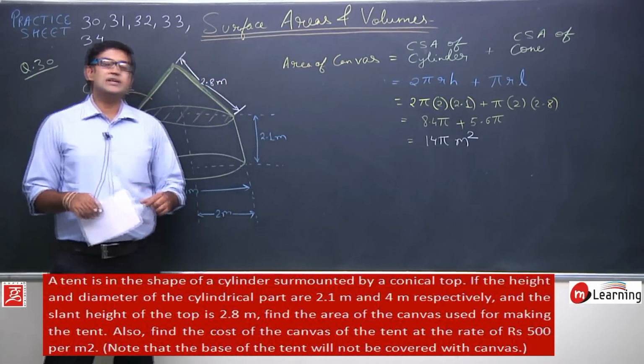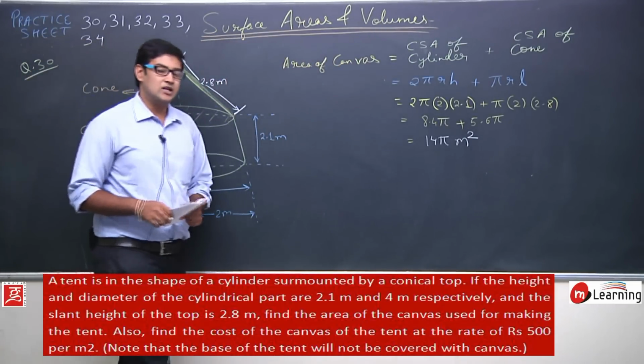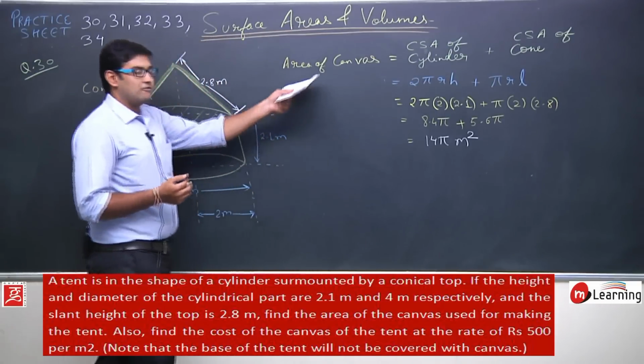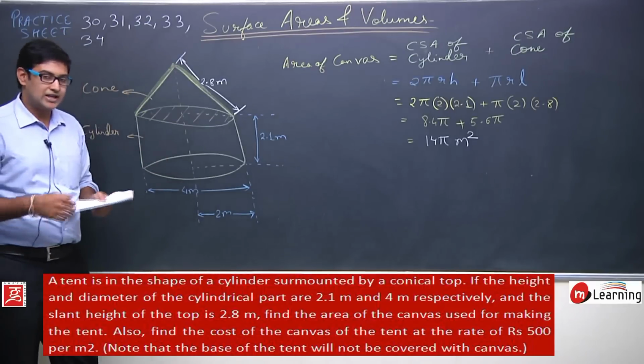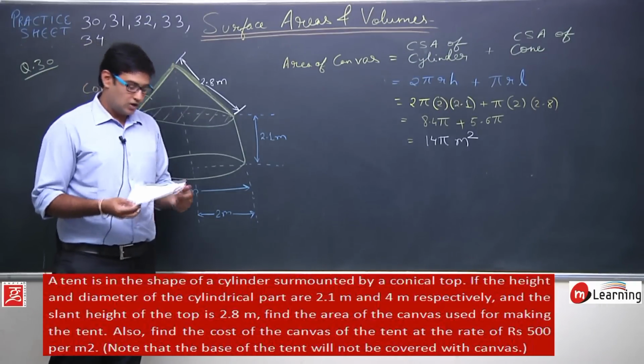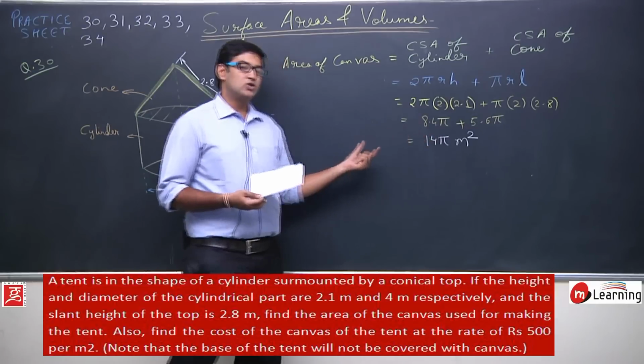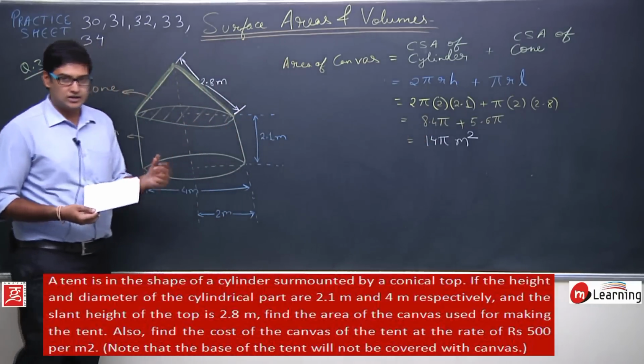So 14 pi meter square is the curved surface area of this solid figure, or it is the area where the canvas is used, or the area of canvas. Now, so this much area of canvas is used to make this particular tent.